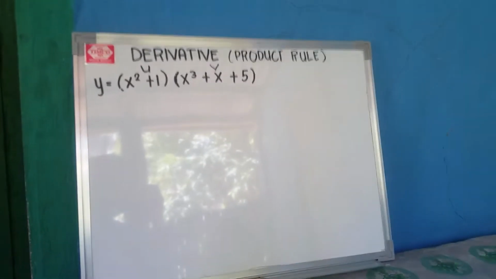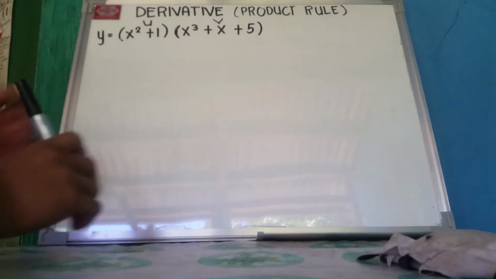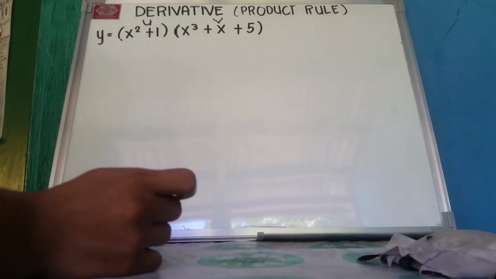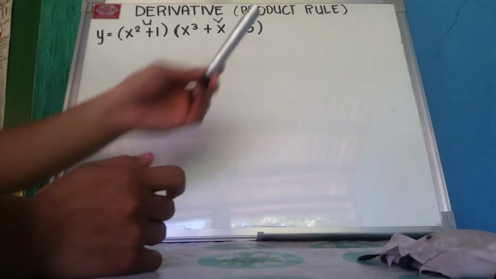Good afternoon, guys. So today I am going to discuss and give examples on the derivative and antiderivatives. So first, we need to solve for the derivatives. So in this given equation, we are going to use the product rule in deriving this.